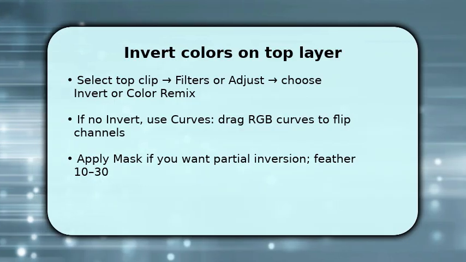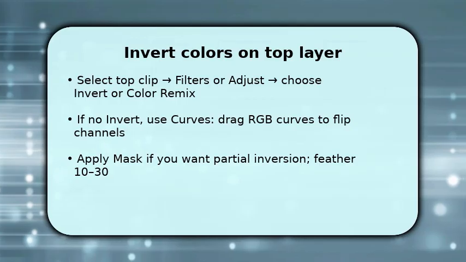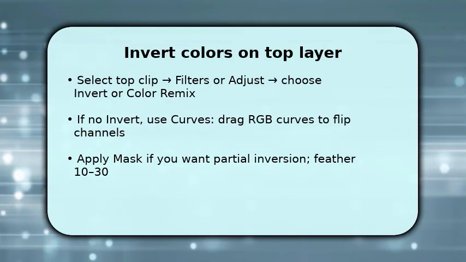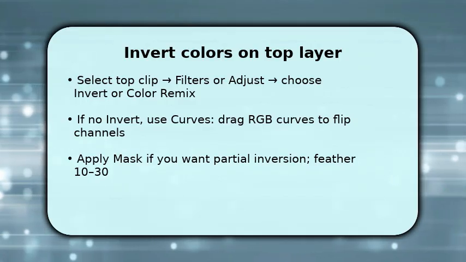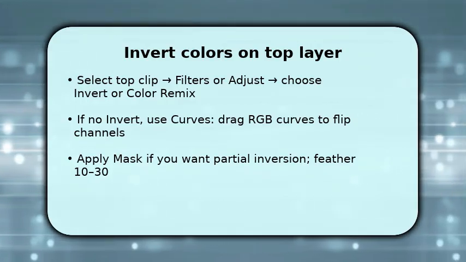Once inverted, change the blend mode to difference or exclusion if available. Otherwise, keep normal but lower opacity to test. Also, when you want selective inverted text, add a mask on the top layer and feather it slightly so transitions look natural and avoid harsh edges.